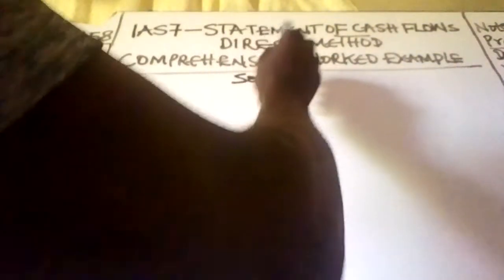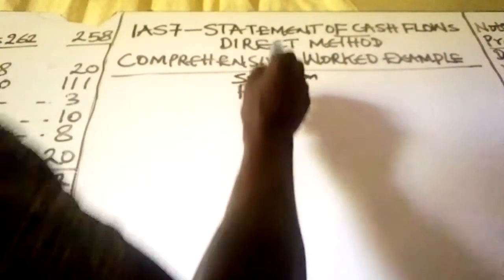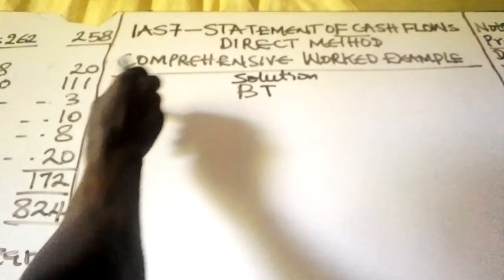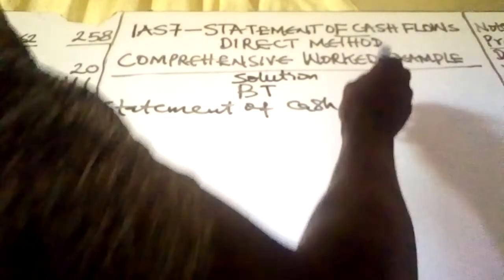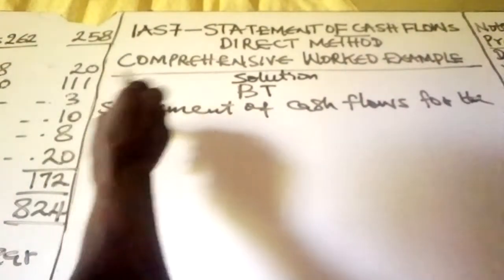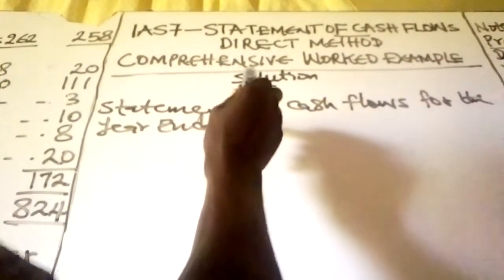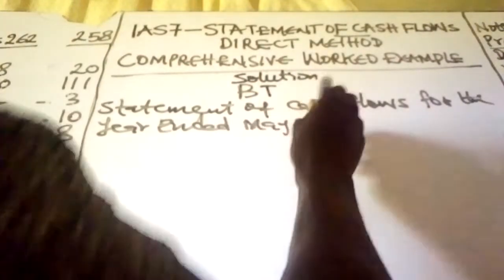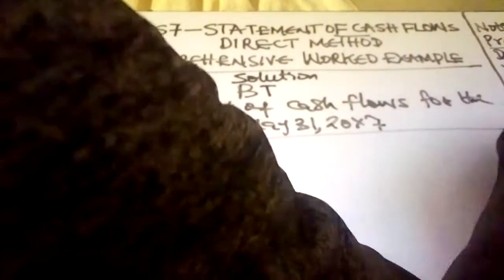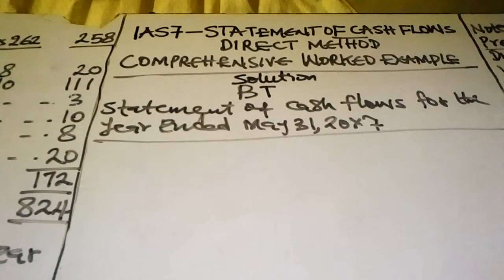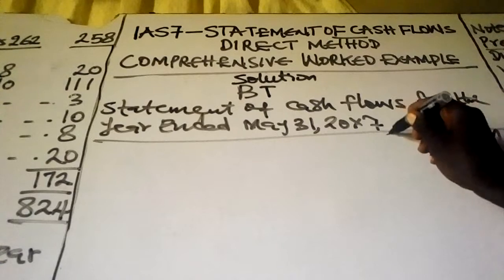So, solution. We have BT, that is the name of the entity. Then we want to prepare a statement of cash flows for the year ended May 31st, 20x7. We want to use the direct method of preparing statement of cash flows. Remember, all amounts or figures involved are in $1 million.